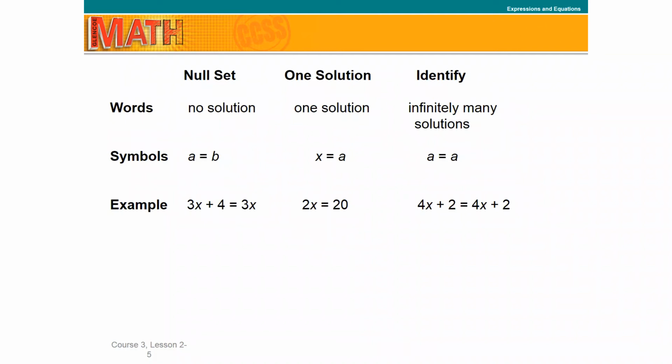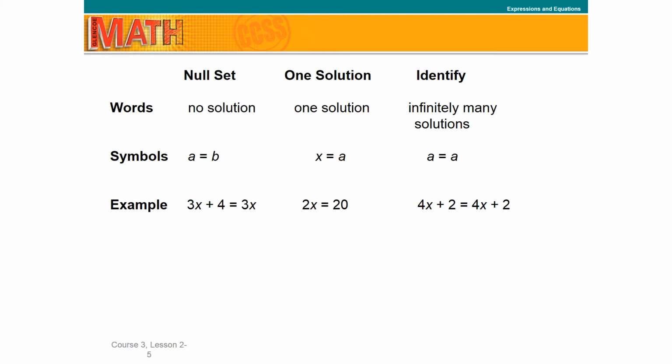Before we go to our next examples, let me talk about three different types of solutions. We have the null set, which means no solution. We have the one solution, which means one solution, and that's what we usually see. And then we have identity solutions, which means infinitely many solutions.